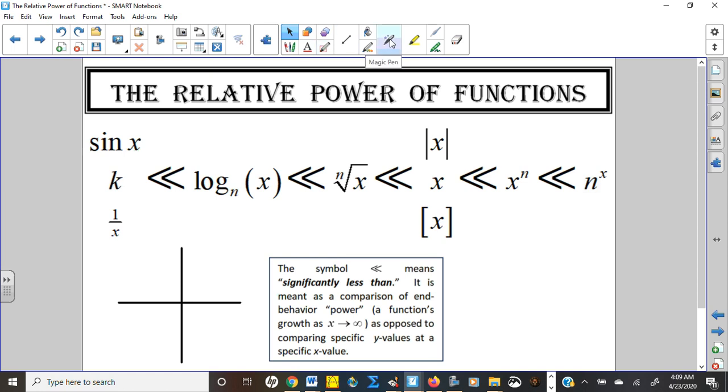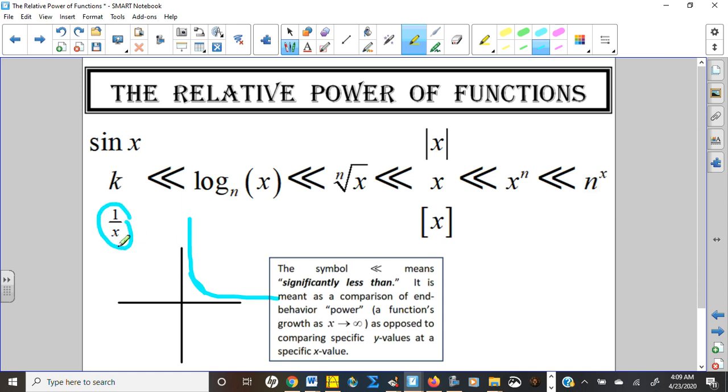The reciprocal function is in there for a different reason. If we were looking at it as it approached zero, it'd actually be a terribly powerful function because it's going up towards infinity. But as x approaches infinity, the fraction values get smaller and smaller, and so it's collapsing towards zero. So this function is going to be a tiny, tiny value, just like the other ones are when you start comparing really large functions.